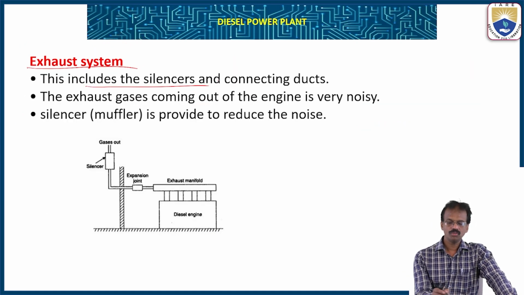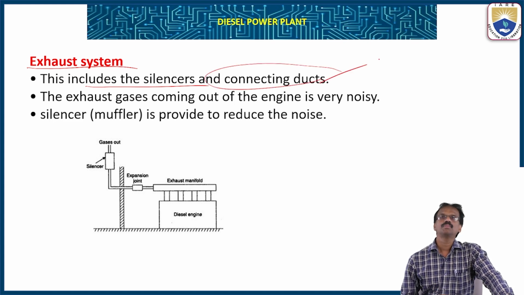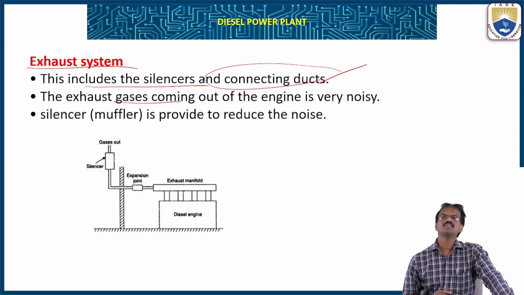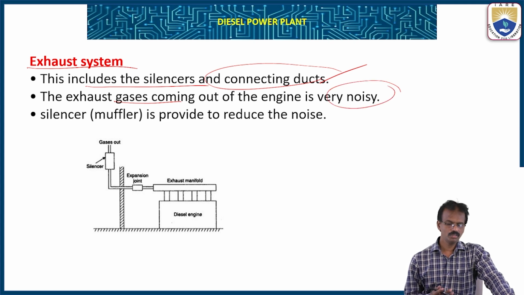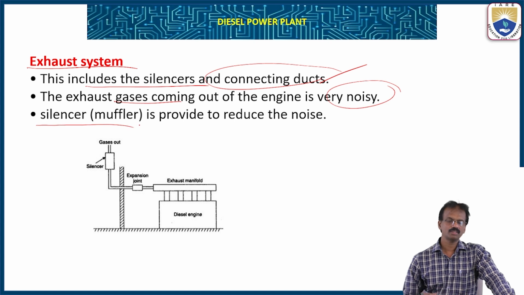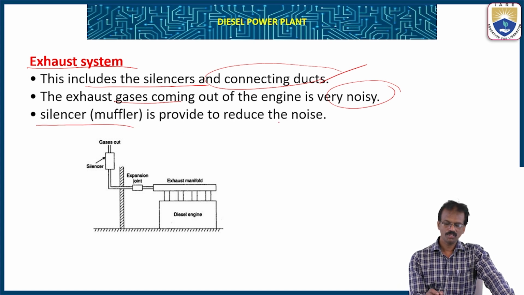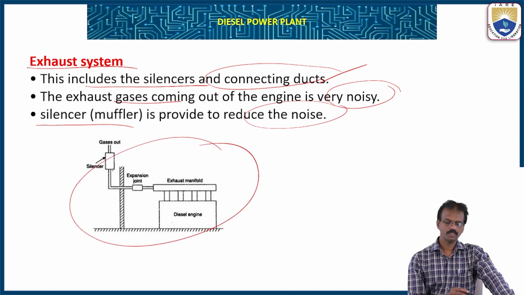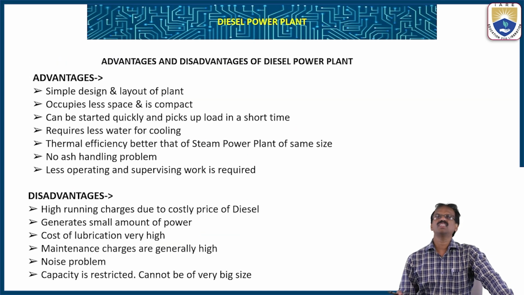Okay, so this includes the silencers and the connecting ducts, because these exhaust gases coming out of the engine are very noisy. So for reducing the noise, we'll use the silencers, mufflers. So muffler is provided to reduce the noise. So we'll see here the system. So these are the main important systems in the diesel engines.